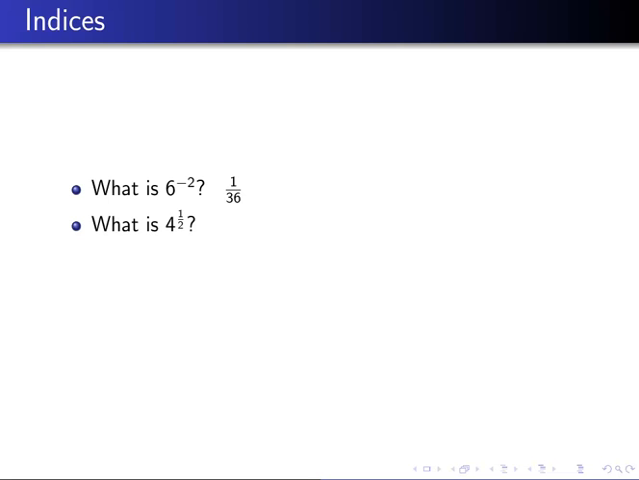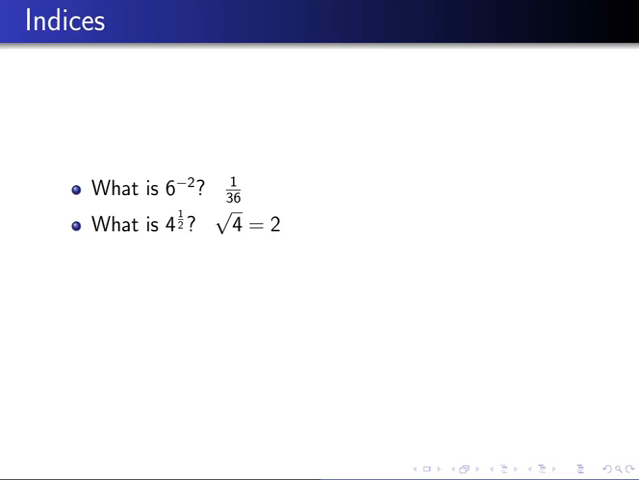What is 4 to the power of a half? Well, that's the square root of 4, which is equal to 2. And remember, if you multiply 4 to the power of a by 4 to the power of b, you get 4 to the power of a plus b.